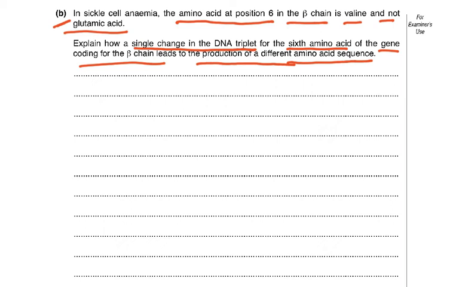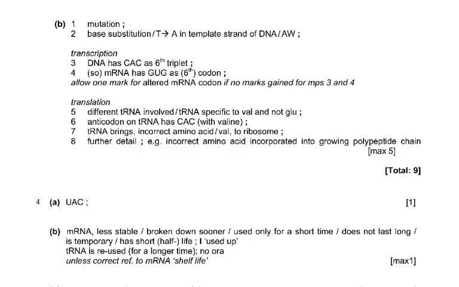Basically, it's a mutation, a base substitution. DNA has CAC as the sixth triplet, and mRNA has GUG as the sixth codon. If you see the mark scheme, it's a mutation, a base substitution. DNA has CAC as the sixth triplet, so mRNA has GUG as the sixth codon. The mRNA has the codons. That would be for transcription, and then this would be for translation.